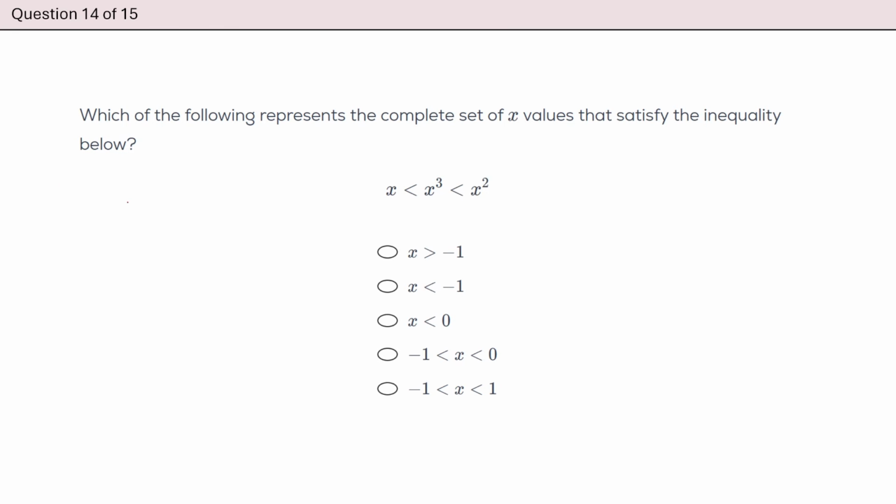Okay. What happens if I choose a positive number greater than 1? Okay, a positive number greater than 1.